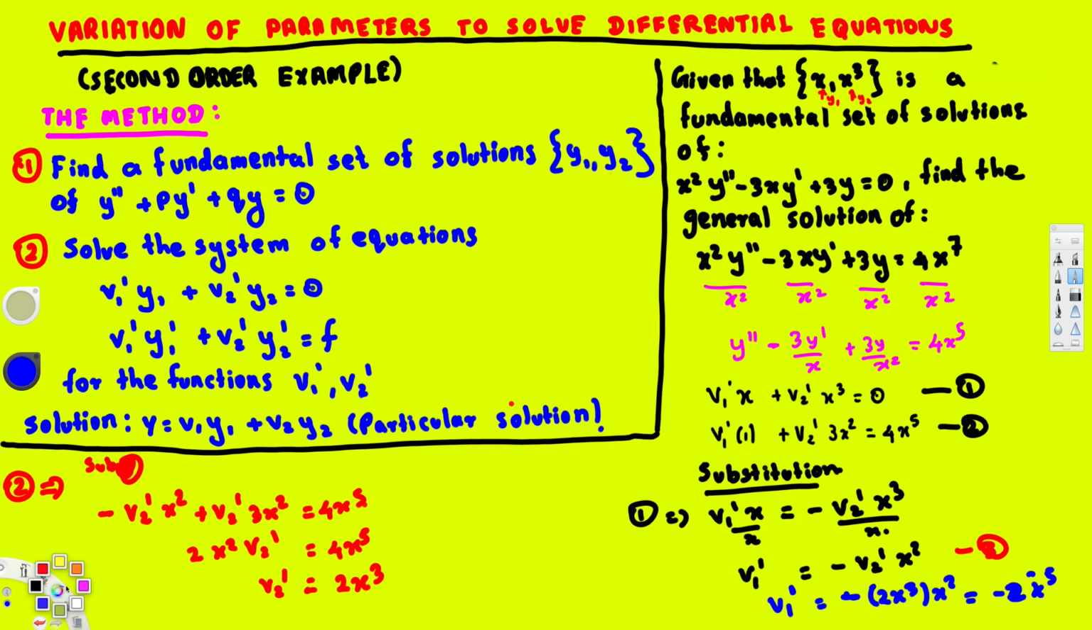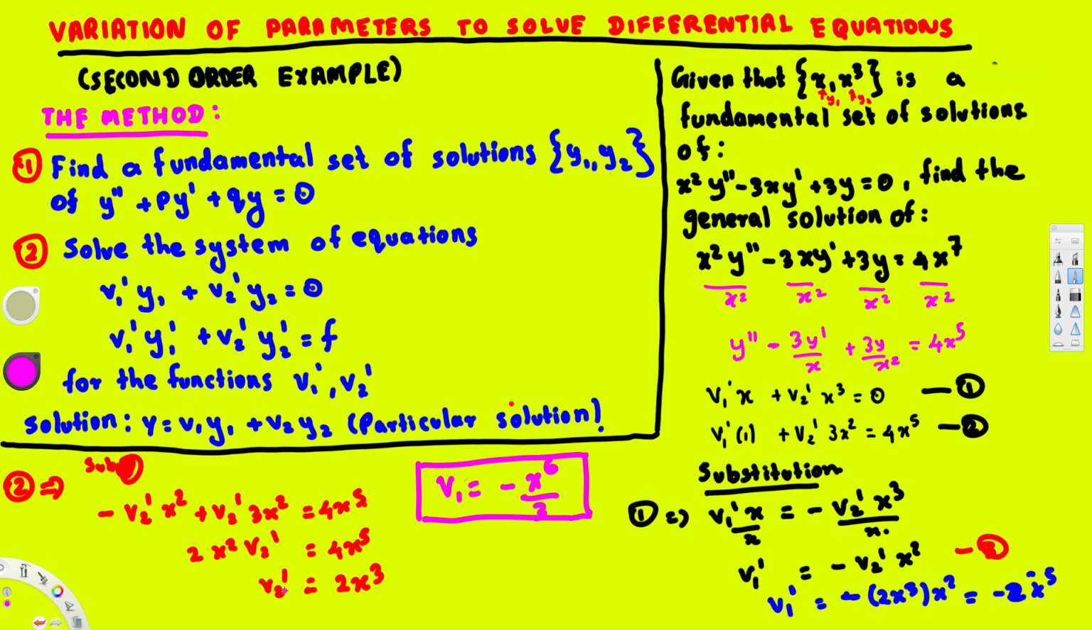Now if we do the integration of v1 prime, instead of showing the integration, we can directly put the value. So v1 is going to be equal to the integration of negative 2x power 5, that's going to become x power 6 divided by 6. So negative x power 6 divided by 6, we already have 2 on the top, so 2 cancels with 6, that's going to give us 3. So v1 is going to be equal to negative x power 6 divided by 3. This is our v1. Now let's find v2.